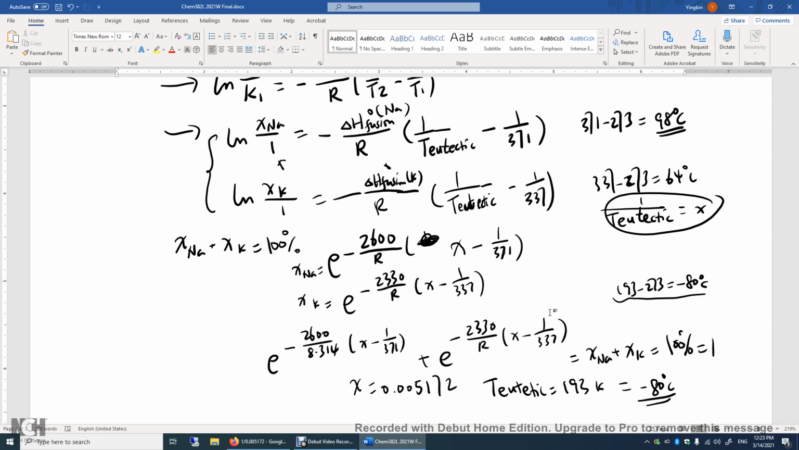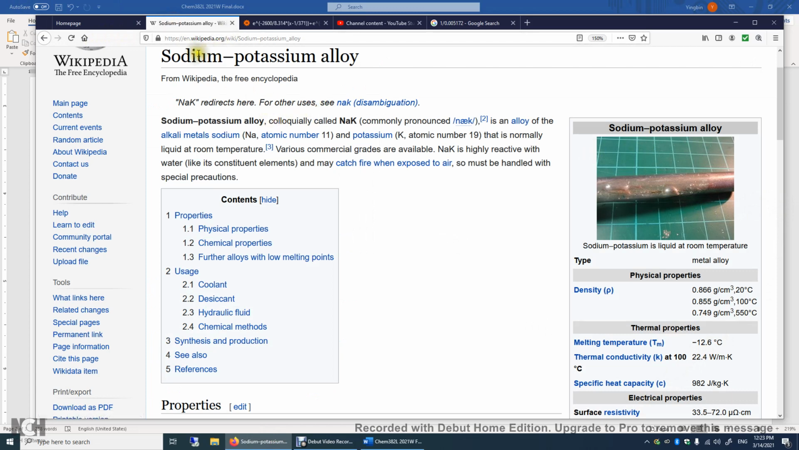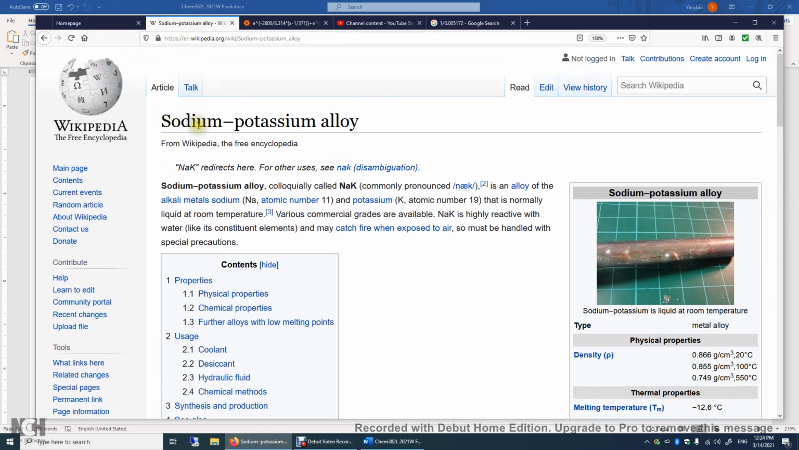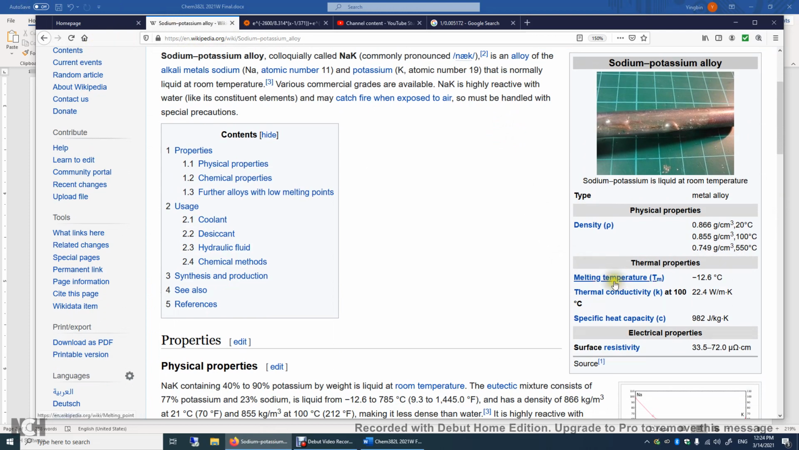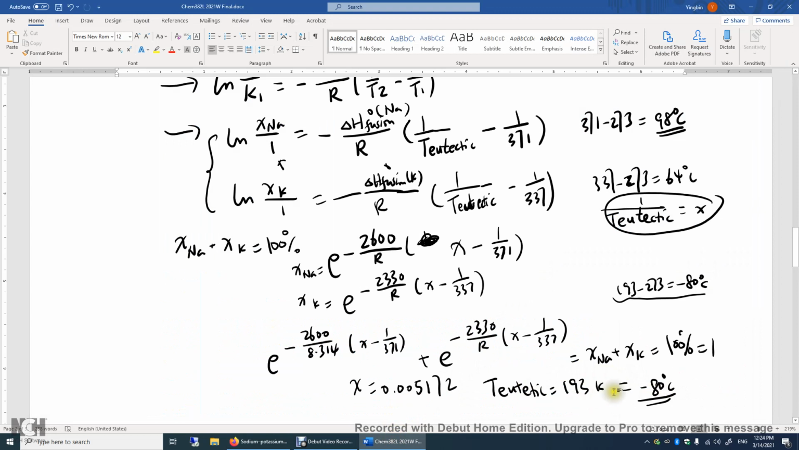This is striking, but what if we look at the experimental data? So now I'm going to show you experimental data. Sodium and potassium alloy, I would recommend you to just Google sodium potassium alloy. You'll see the melting point can be as low as negative 13 degrees Celsius. Not as low as negative 80, but this is also below the freezing point of water, so this is quite surprising. And also, why such a big difference? Over here, this is negative 13 degrees Celsius. From our calculation, it's negative 80 degrees Celsius. Why such a big difference?